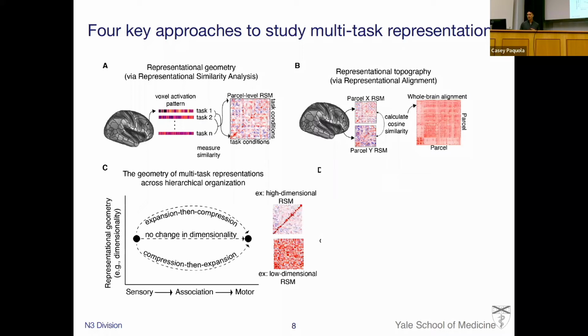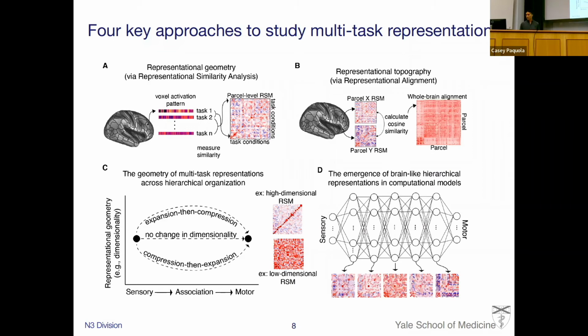Once we have those established, we can ask more detailed questions. In this case, we can ask how the geometry or the dimensionality of the RSMs, or the representations, actually change across cortical hierarchies. So say, for example, from sensory to association to motor areas, we can ask how the dimensionality changes. You can hypothesize whether the dimensionality expands and then compresses, whether there might be no change in the dimensionality, or whether it compresses and then expands. And then finally, we'll try to understand the conditions by which we can produce brain-like representations in computational models. In this case, those computational models will be simple deep linear neural networks, or standard deep neural networks.